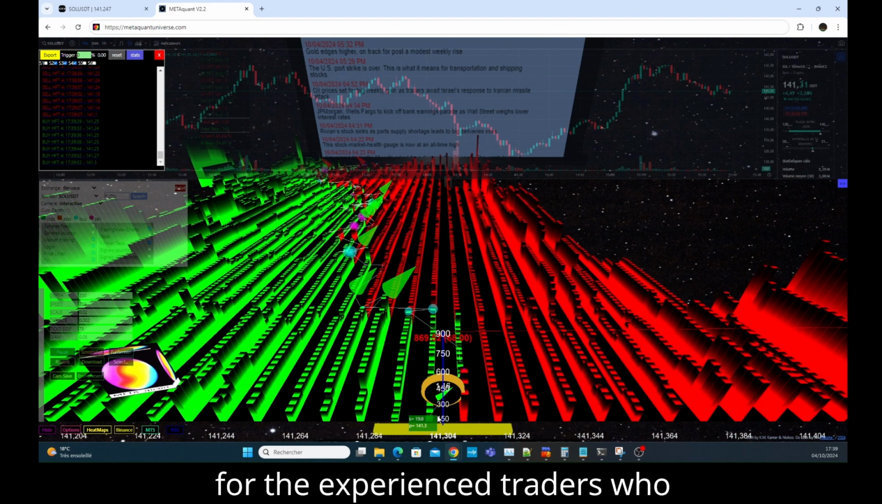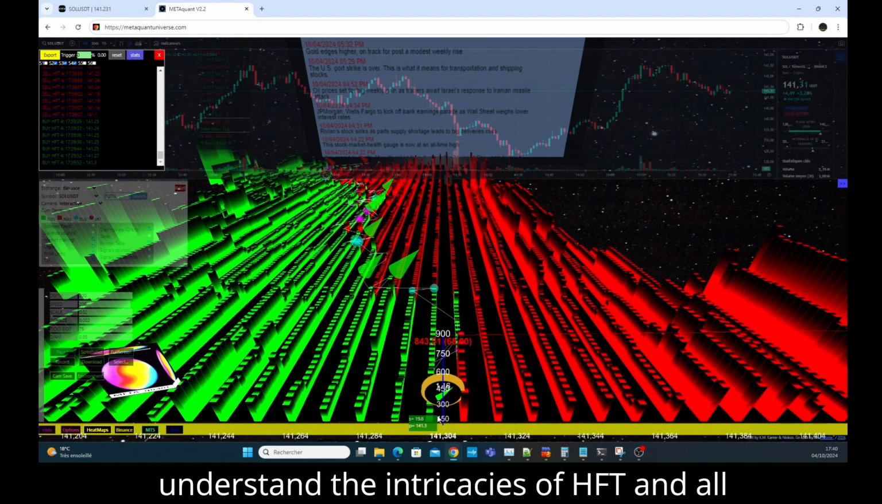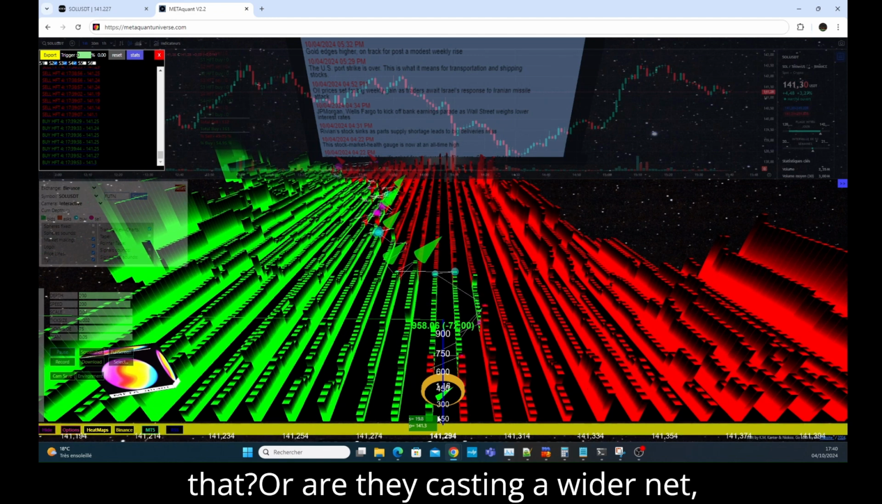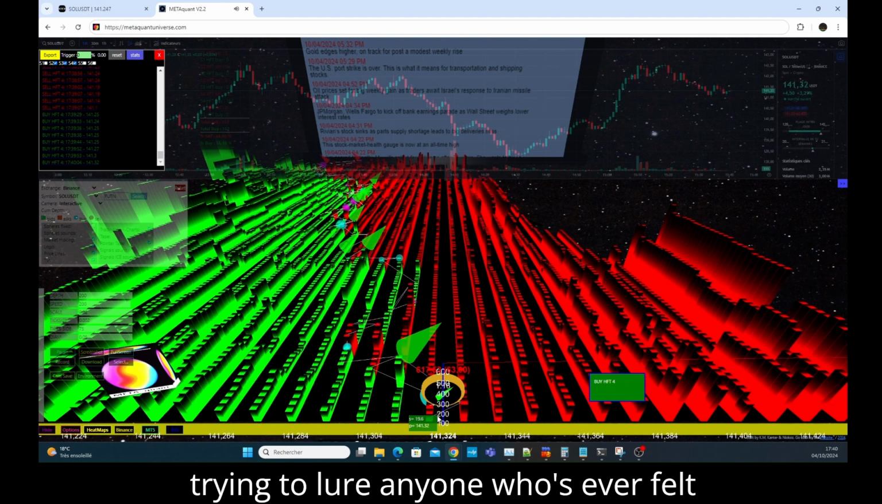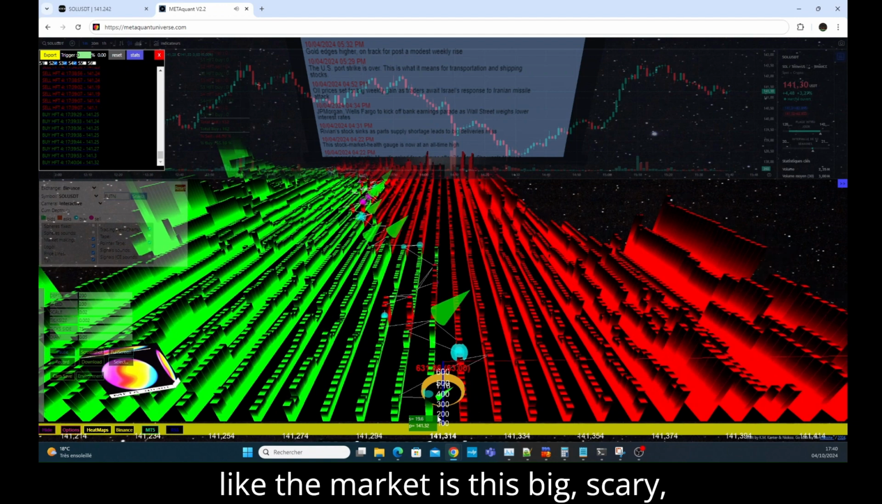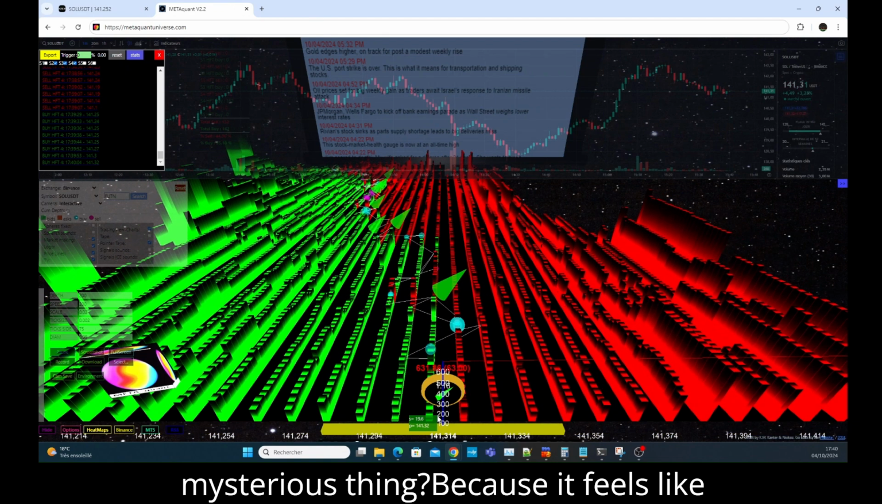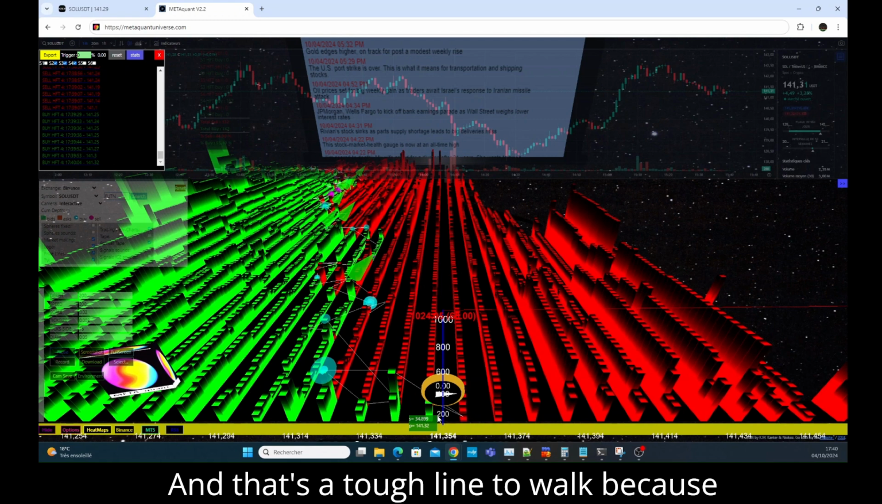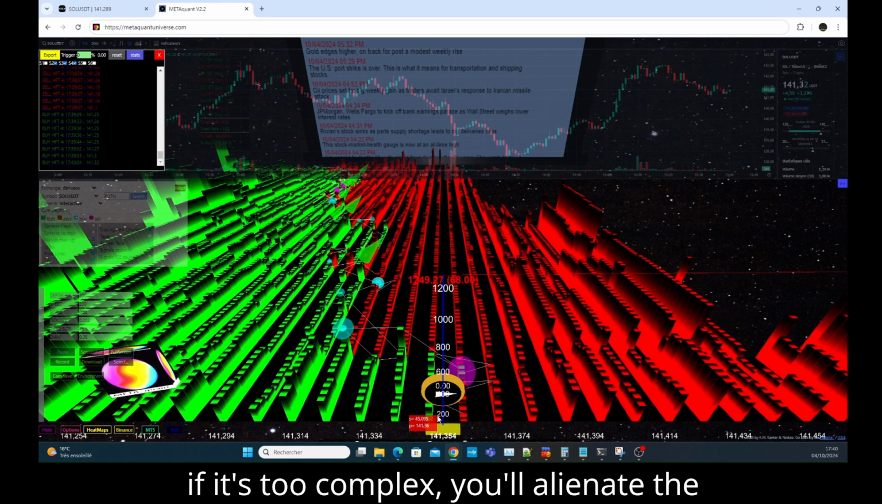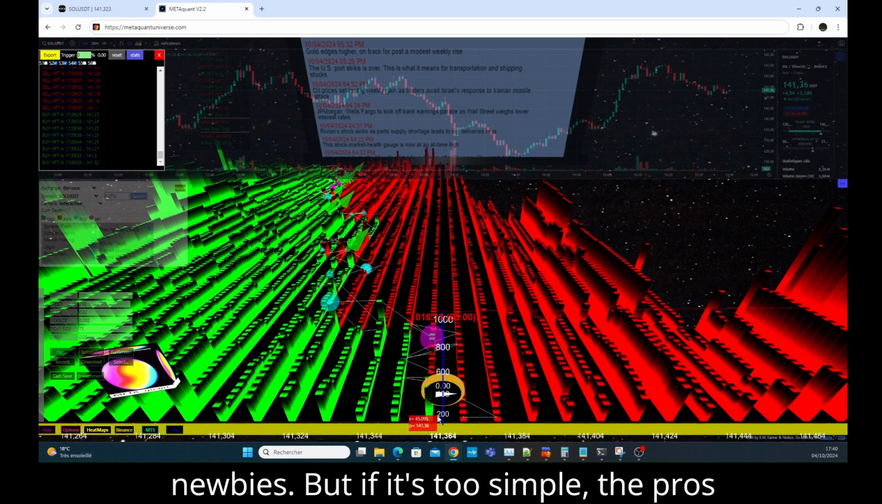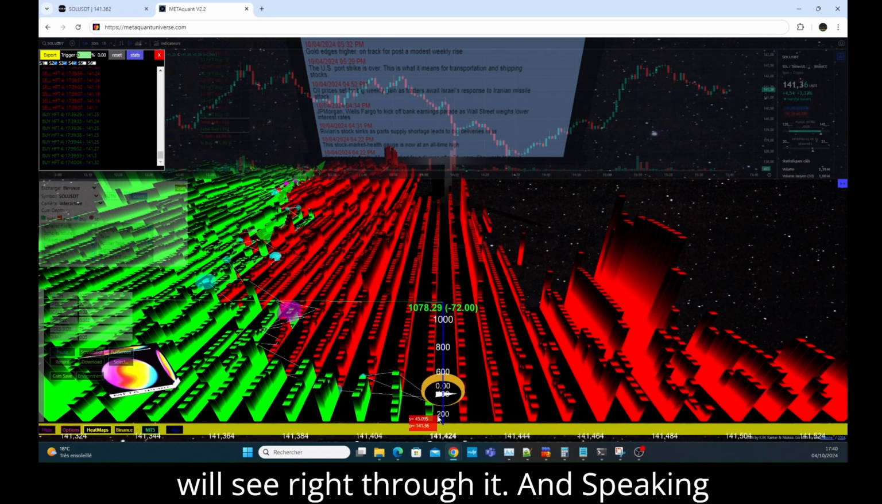Are they going for the experienced traders who understand the intricacies of HFT and all that? Or are they casting a wider net, trying to lure anyone who's ever felt like the market is this big, scary, mysterious thing? Because it feels like they're trying to appeal to both. Right, and that's a tough line to walk. Because if it's too complex, you'll alienate the newbies. But if it's too simple, the pros will see right through it.